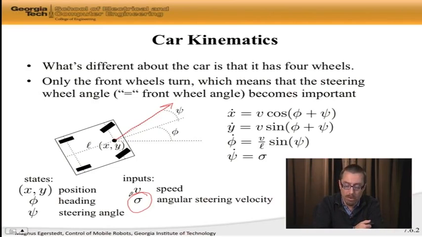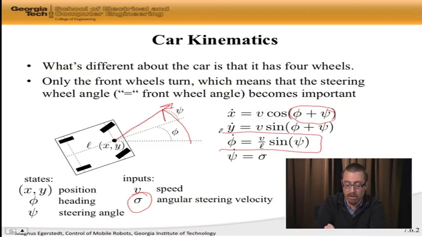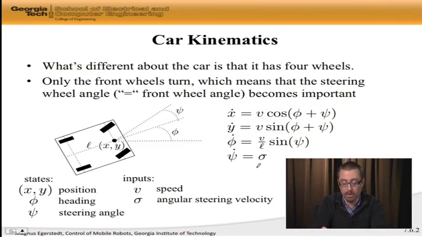The model then becomes, well, x dot and y dot is, as before, v cosine, and then the direction we're going in, but the direction we're going in is now psi plus phi. Then we have an equation that relates the steering angle and the velocity to the heading of the car, and then the last component is that we can immediately influence the velocity of the steering angle. So how quickly are we turning the wheel? Okay, good. Now, what we're going to do is pick sigma and v in a clever enough way to make this thing become a unicycle.